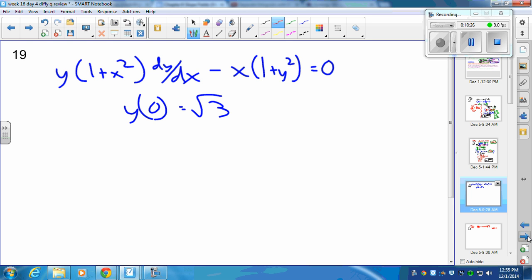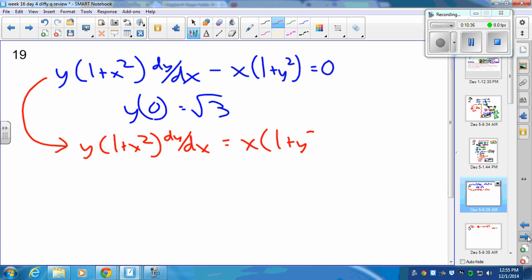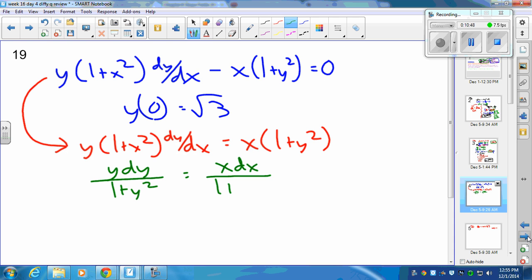Okay. First step, y(1 + x squared) dy/dx. Moving over the negative guy, x(1 + y squared). Separate, so I'm going to get y dy over (1 + y squared) equals x dx over (1 + x squared). That's algebra skills to get to the separate part. Now you're going to integrate it.